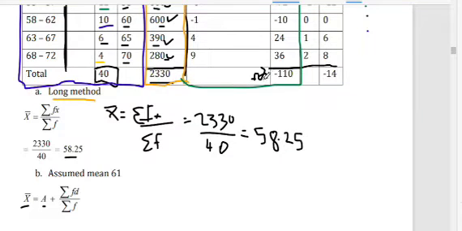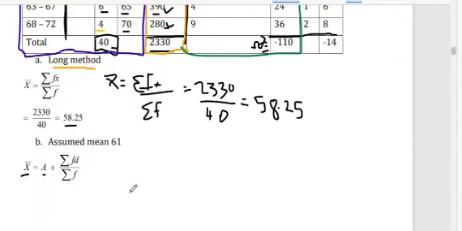is equal to 1110 divided by summation f, which is what? 40. So my assumed mean is 61. So my mean is going to be equal to my assumed mean, which was given in the question as 61, plus summation fd, which is what? Minus 110, divided by 40.